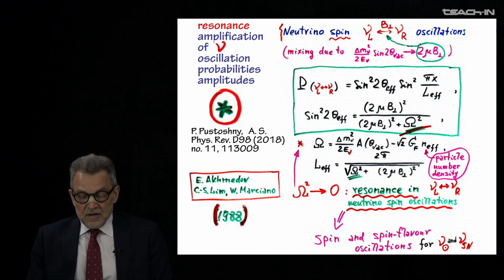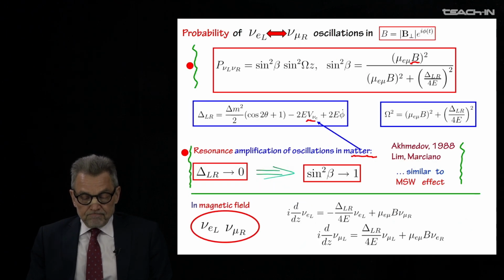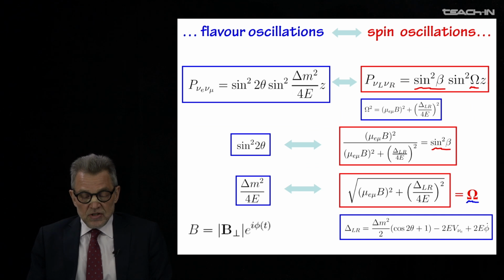The second depends on x. It is the distance traveled by the neutrino from the source to the detector, to the observer. And the first sine squared is the amplitude of oscillations. And omega, this is the explicit expression for omega, depends on the particle number density, on the density of the environmental matter on which neutrinos are scattered. If omega is zero, the amplitude, the first term here, gets its maximal value equal to 1, so it means the resonance. Well, and there is a correspondence we have discussed between flavor and spin oscillations.